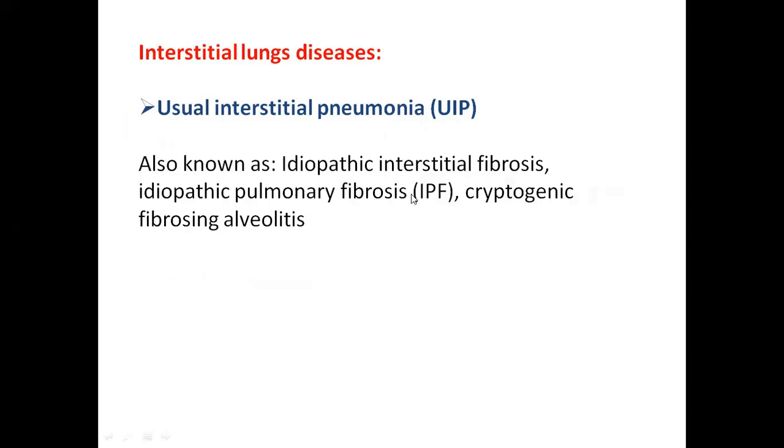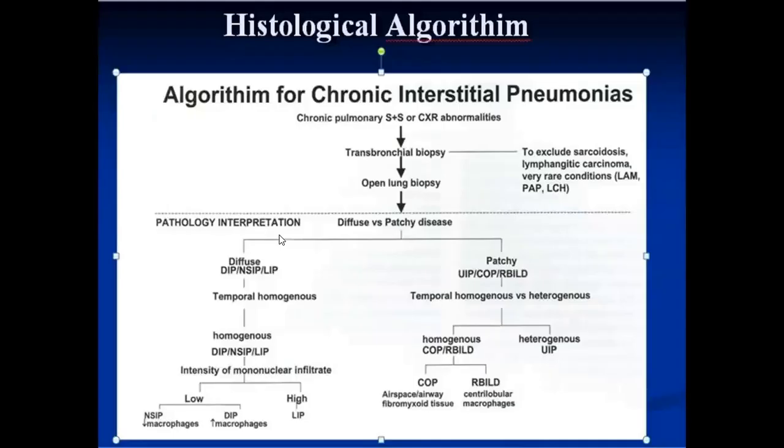So today we will go over the usual interstitial pneumonia, UIP, which is also known as idiopathic interstitial fibrosis, idiopathic pulmonary fibrosis, or cryptogenic fibrosing alveolitis. Before we discuss UIP further, let's revisit the different types of patterns which we can see in the chronic interstitial pneumonias.